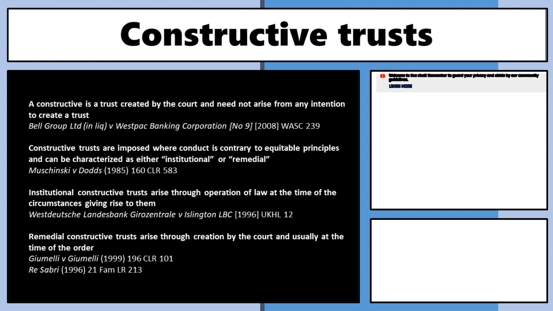Mrs. Muschinski's main financial contribution was to be, and was, made when she paid the purchase price of the land and the associated costs. Mr. Dodds's financial contribution was intended to be made subsequently.